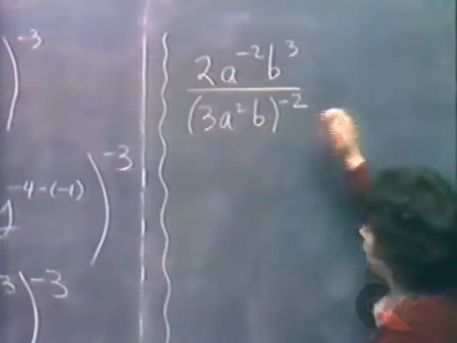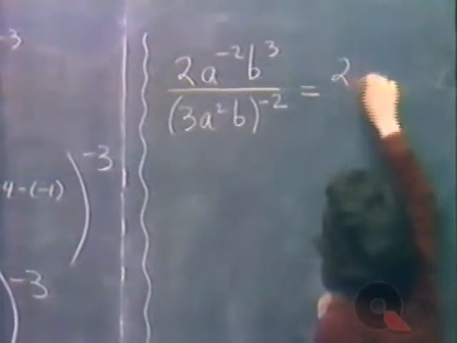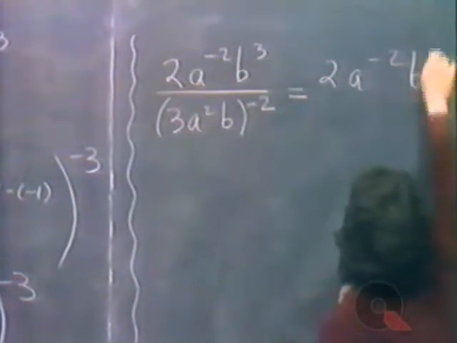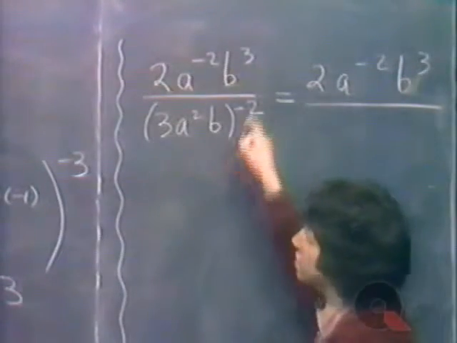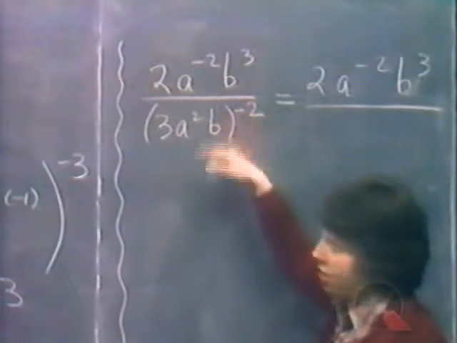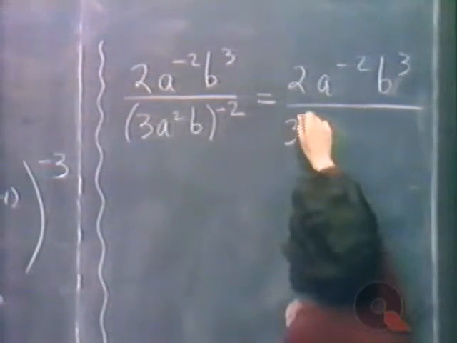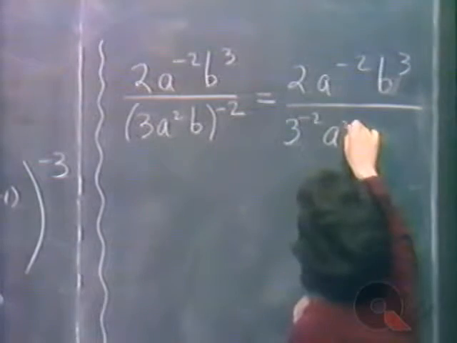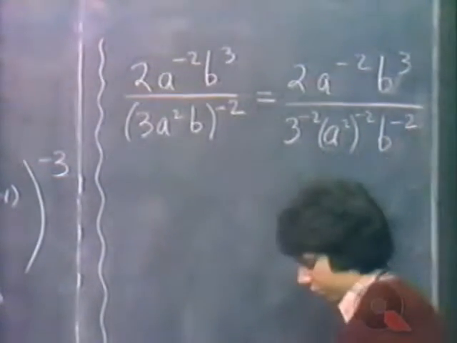Okay, so we're going to have to work with the denominator separately. Okay, the top we'll leave alone at this stage. And only in the bottom will we make use of the rule that (abc) to the nth power is a to the n, b to the n, c to the n. Okay, so we'll have 3 to the minus 2, a squared to the minus 2, b to the minus 2.